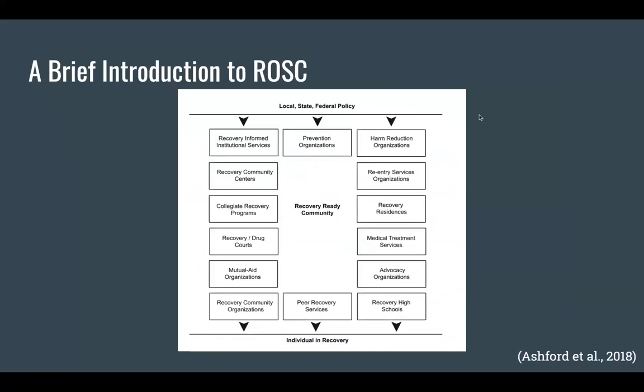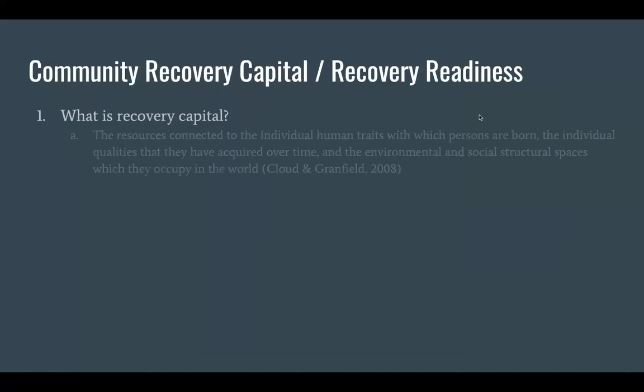And in the middle, we see things like recovery-informed institutional services, prevention organizations, harm reduction organizations, recovery community centers, recovery courts or drug courts, CRPs and recovery high schools, advocacy organizations, peer recovery services, medical services, and treatment services. And again, from the original ROSC, harm reduction wasn't included at all, and CRPs and RHS, which were newer from its original creation, were also not in there. And this is coming off a paper published by our group in 2018.